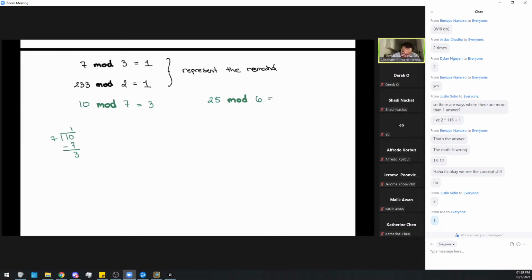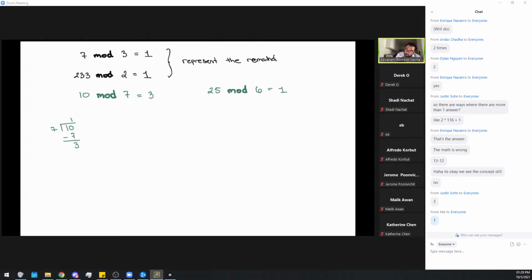One, exactly. It's just simply 1. 6 goes into 25 4 times, as close as it can be. 25 minus 24 is 1. Sweet. So when you see that type of notation, keep in mind that that means that you're looking.